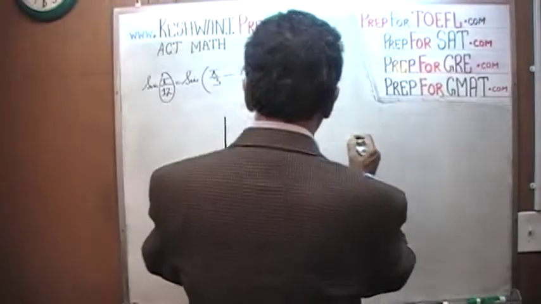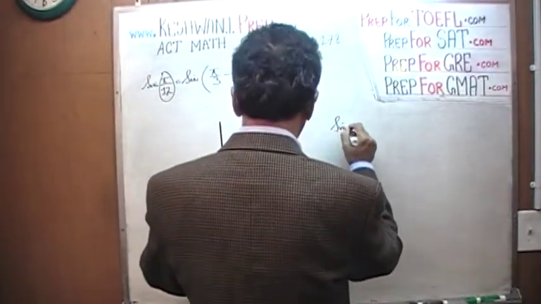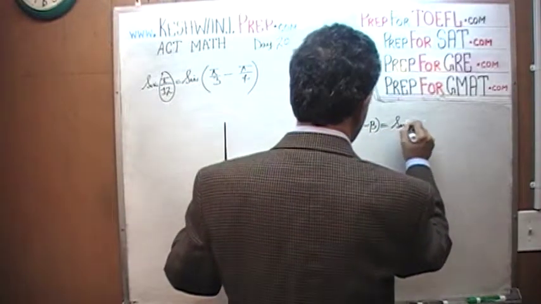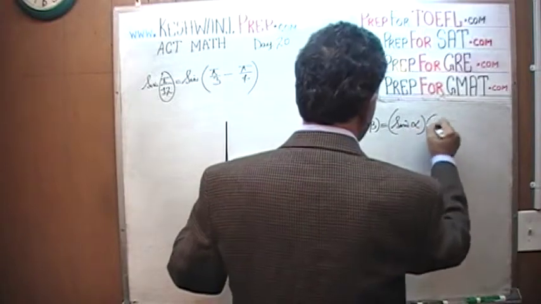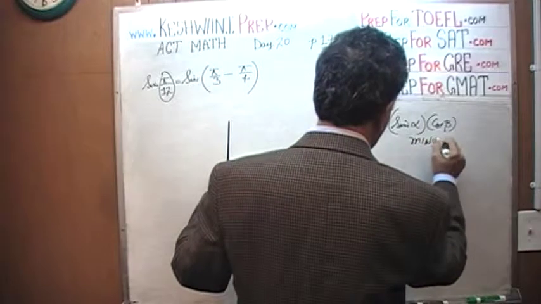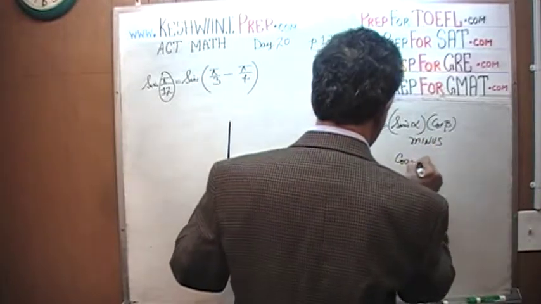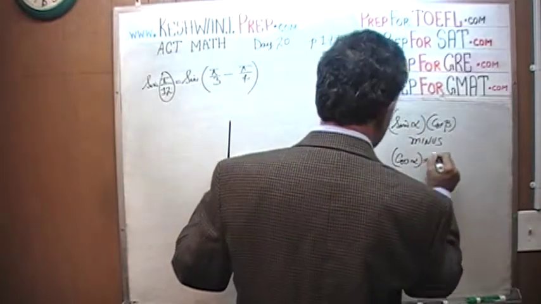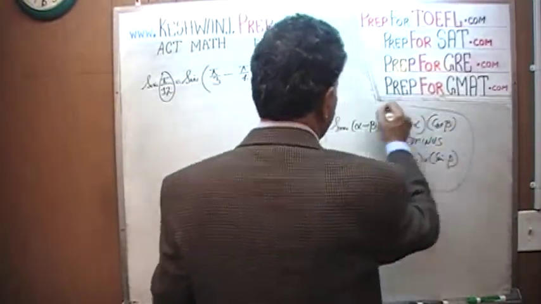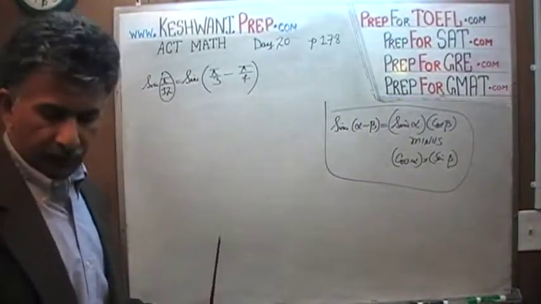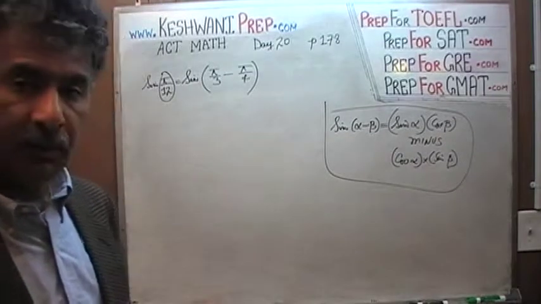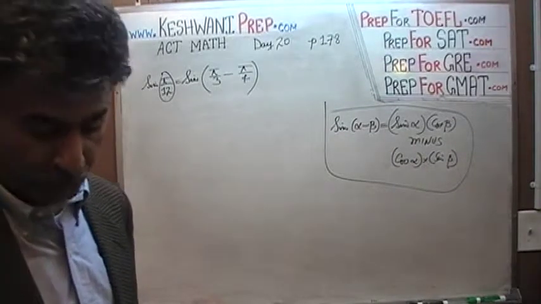They give it to us, which is sine of alpha minus beta equals sine of alpha times the cosine of beta minus cosine of alpha times the sine of beta. That's it. It's right there. And all the values are given to us for the different angles in the picture that you see at the bottom. We simply have to plug in the appropriate values and that's all.